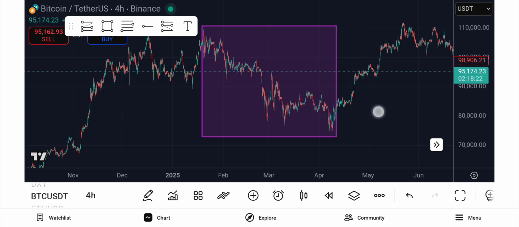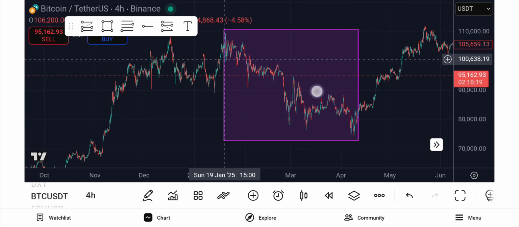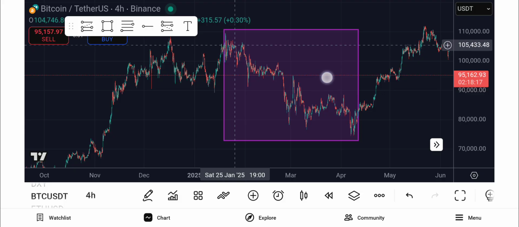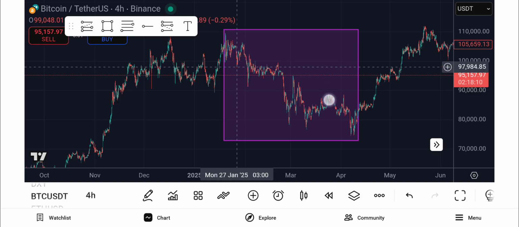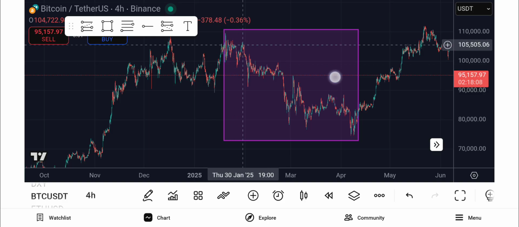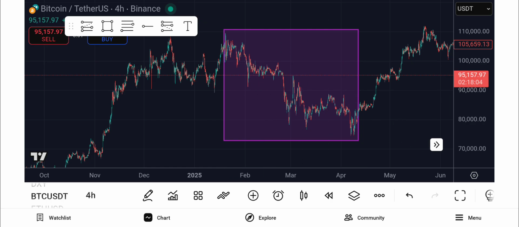The high was the high, the low was broken around here, and it formed the lower high, came back down from a lower low, lower high, lower low, kept going down. So that indicated that it is a downtrend.